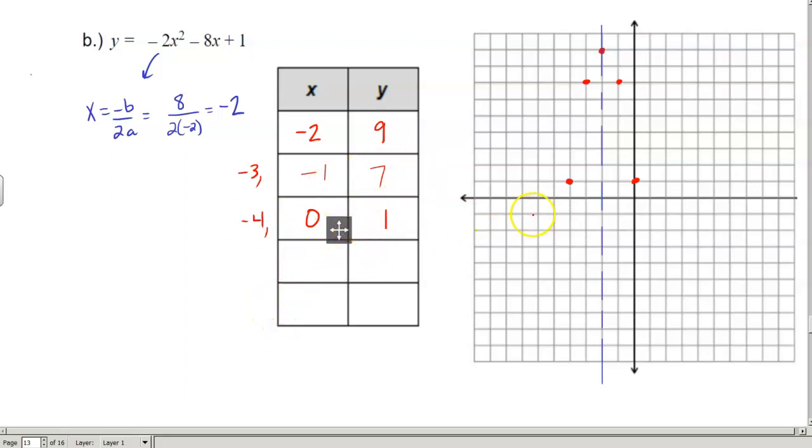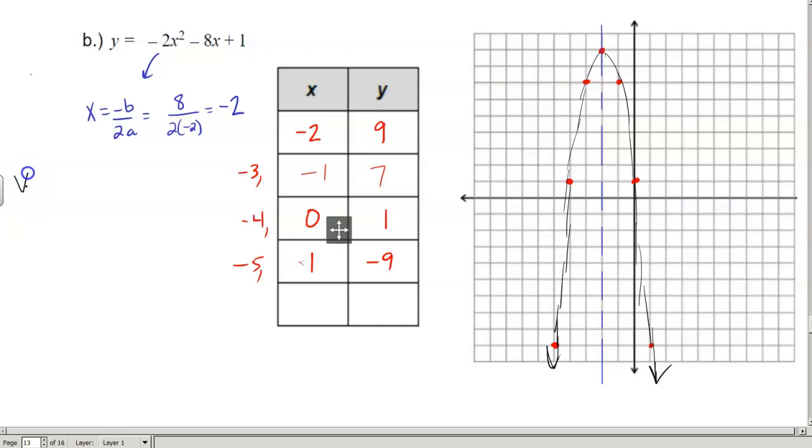We can probably do one more. If I plugged in 1, you get -9. So 1 all the way is down here, and then I can use symmetry to say that -5 is also going to give me -9. So now my parabola is going to be like this, where we have the vertex at -2, 9, and my axis of symmetry is at -2, and there's what the graph looks like.